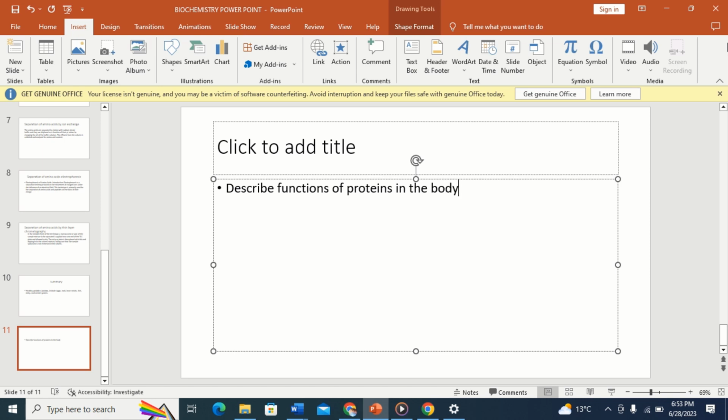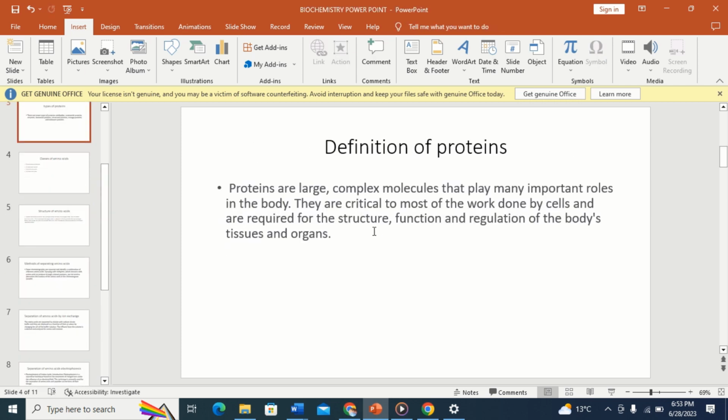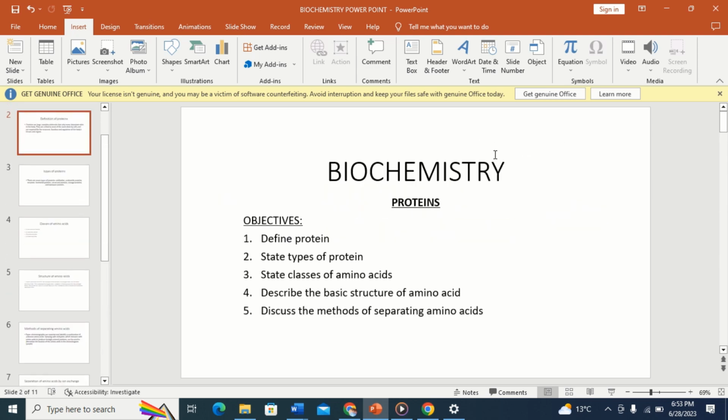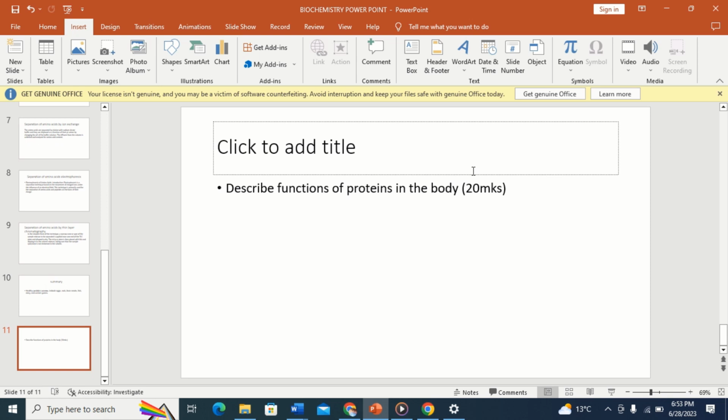So this is the assignment that I want you to do today, and I will collect it in the next class. Failure to do it, you will not be in my class, and I will take you out. Are we together? So Priscilla, can you read for them the assignment? Describe functions of proteins in the body, 20 marks. So it is 20 marks. This one is our first assignment. So you have to be serious in our assignment, because it plays a major role in grading you or in assessment of you. So I want you to do that assignment.